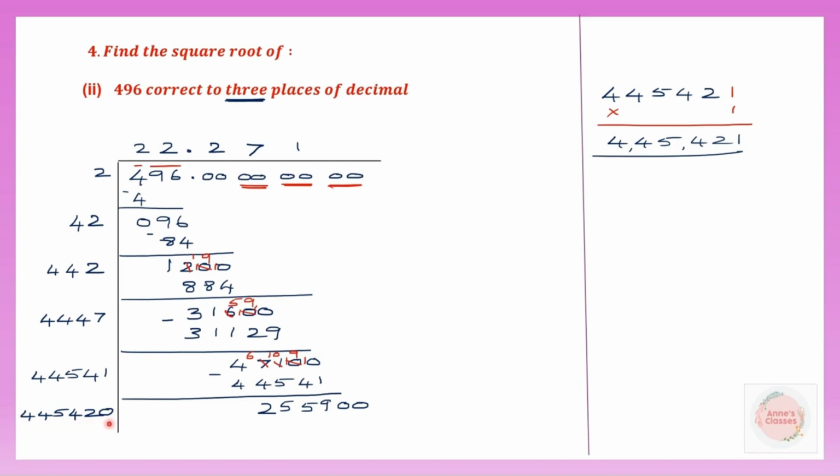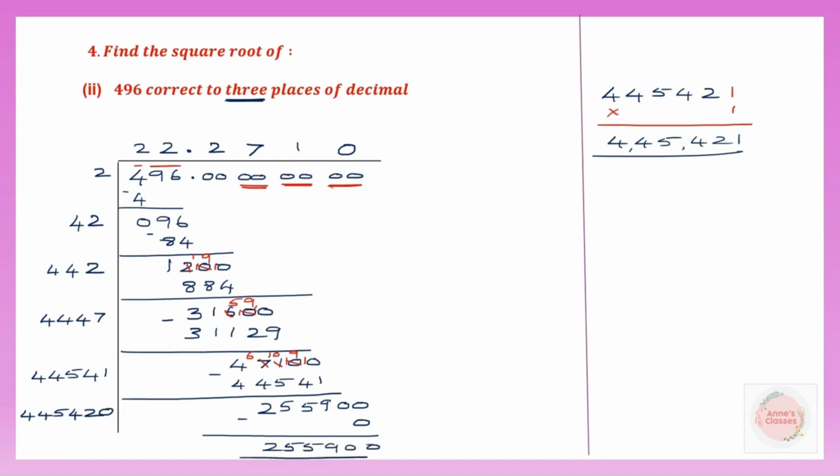4,45,420. And because the last digit is 0, we're going to multiply it with 0 here. So put that 0 here. So here we have put the 0. So when you multiply this number by 0, you are going to get 0. So let's subtract, and our remainder here will be the same number that's given here.